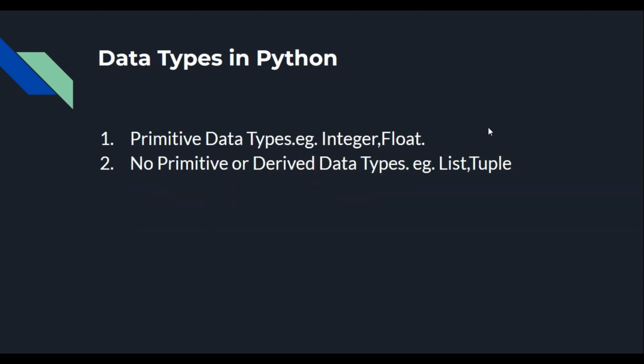In the same way, in Python we have primitive data types and non-primitive or derived data types. In primitive data types we have integer and float. There are other primitive data types also. Those are the fundamental data types. And there are non-primitive or derived data types, for example list and tuple, which are built on primitive data types.